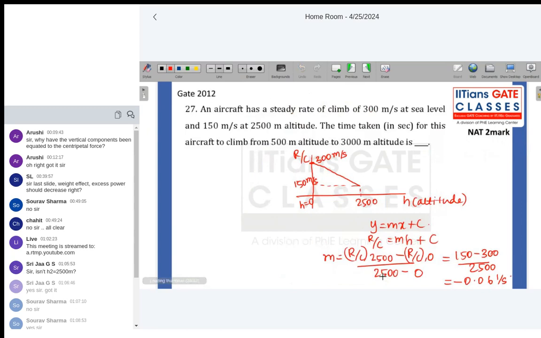Now, they asked what is the time taken to climb from 500 meter to 3000 meter. They gave the values for sea level and 2500 meter, but they asked us to find the time taken from 500 meter to 3000 meter. Is that clear? So the answer is 13.515 seconds.